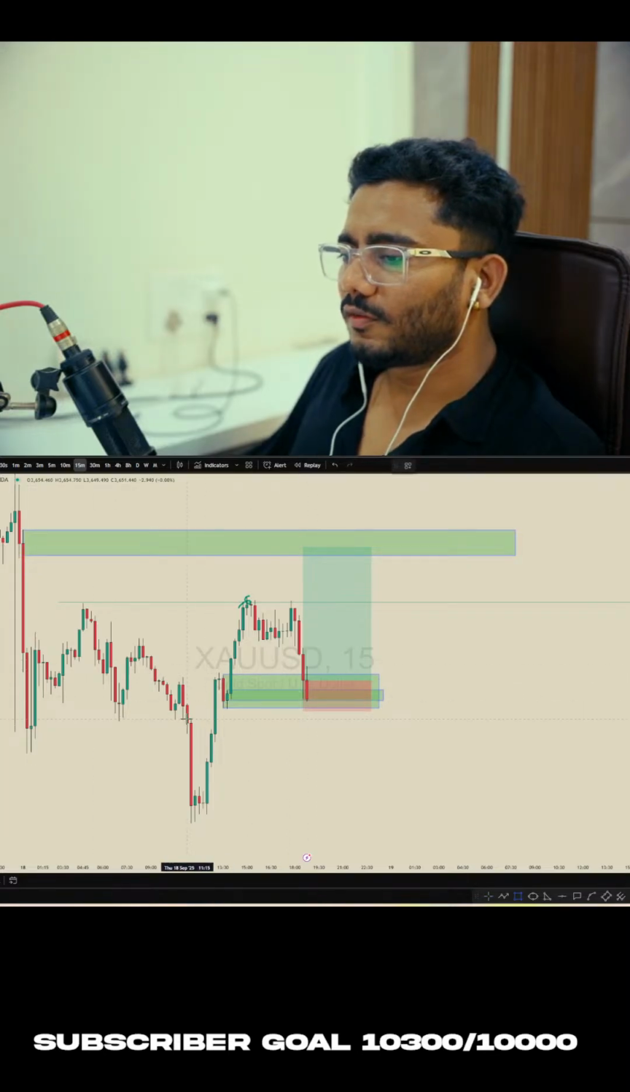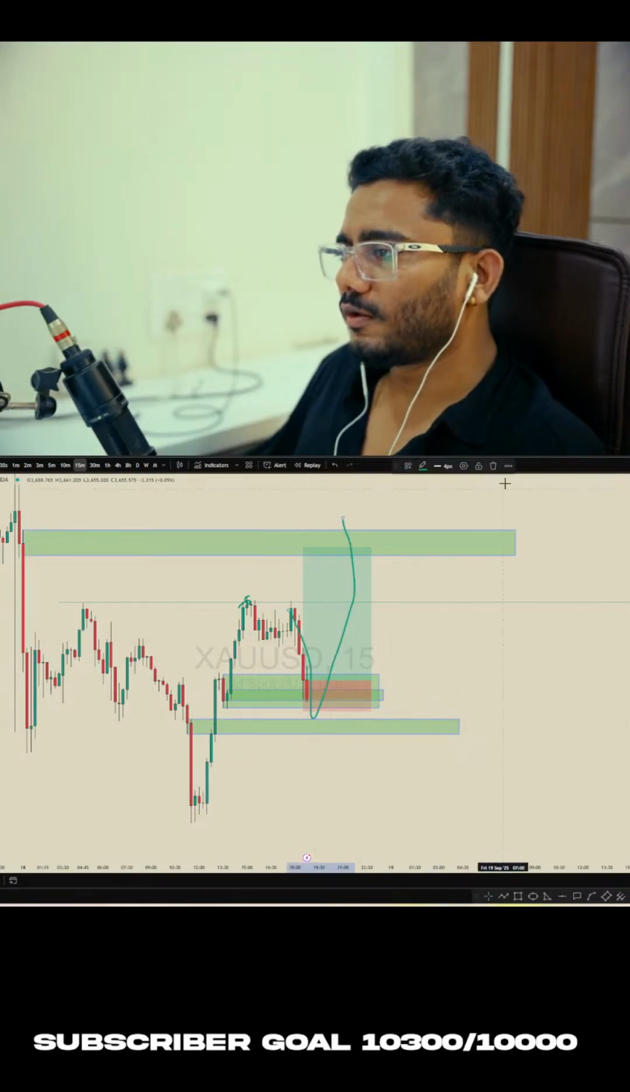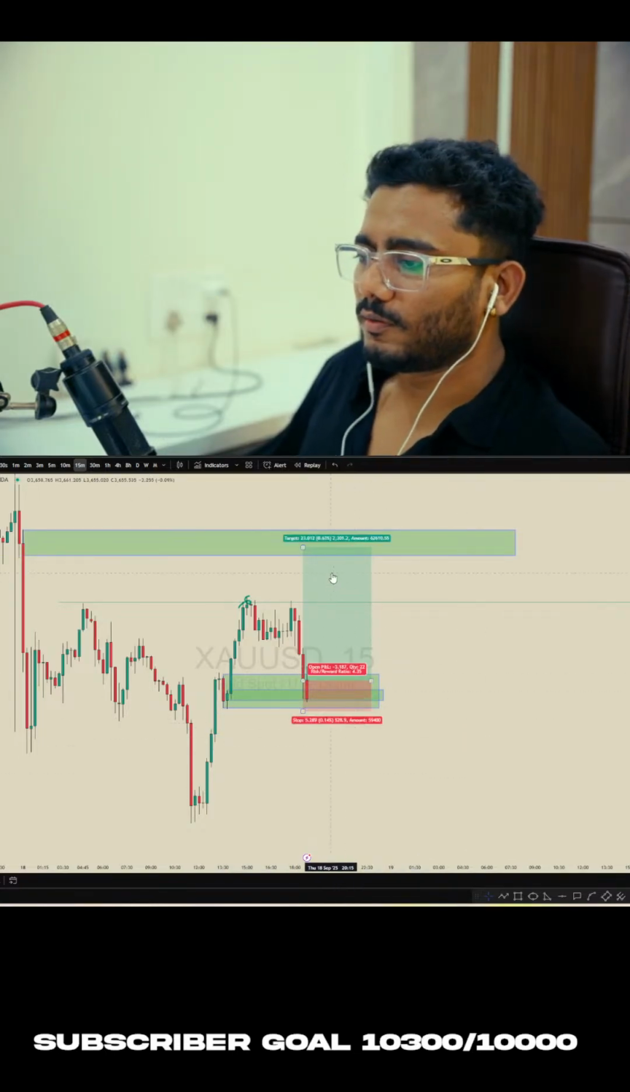If this breaks, then it's going to react from this area only. I think so. Sweeping this low. So this will be the new inducement, and it should continue. I hope it doesn't hit my stop loss, but if it hits, then I'll look for a buy from this.